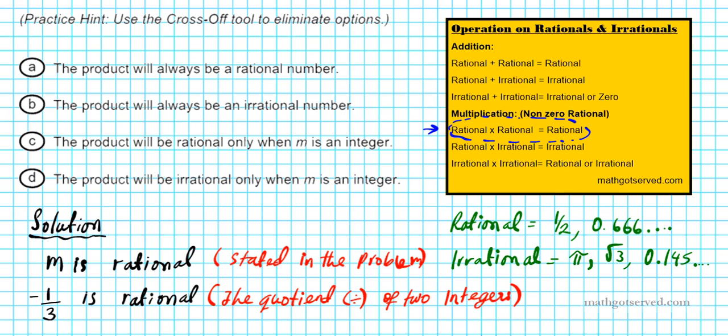Our answer is, let's look at option A. The product will always be a rational number. That is our answer, answer number A. This test is going to be taken on the computer, so you have tools that you can use to eliminate options. You can just cross out options as you eliminate them. In this case, option letter A was the first option and the correct answer, so we didn't have to carry out any crossing out of options here.